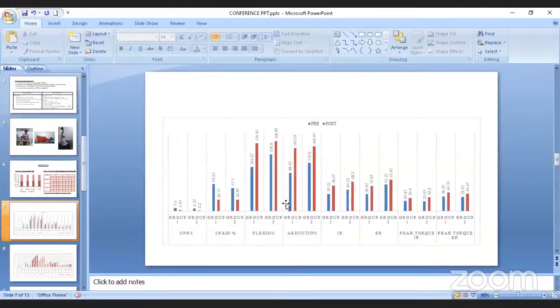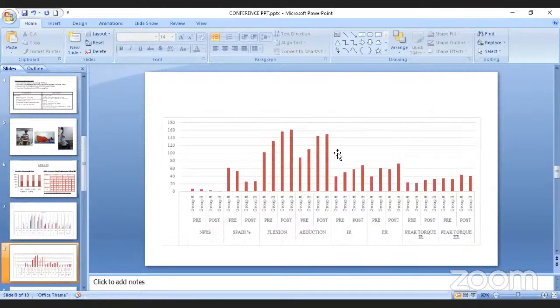So this was the within group results, and there was a difference in group 1 and group 2 pre and post treatment. This is between group results. There was no significant difference between groups, suggesting an equal effect of both interventions. Within group, each group was found to be effective. Although there was no significant difference, it can be implied that both the groups were equally beneficial for individuals with shoulder pain.